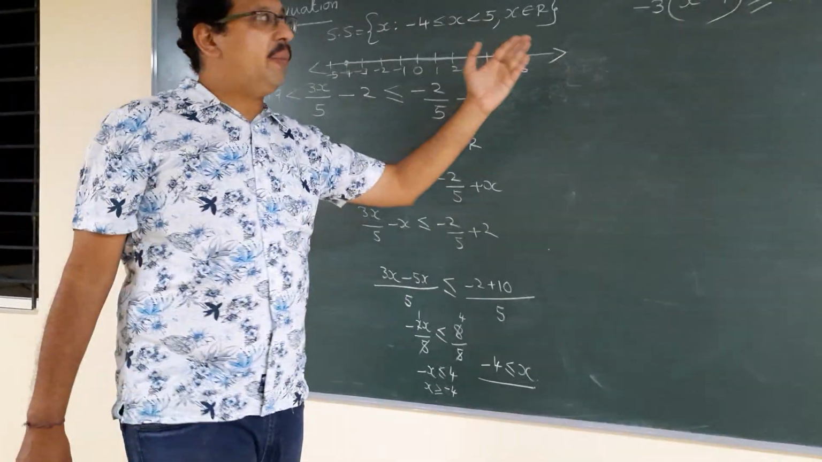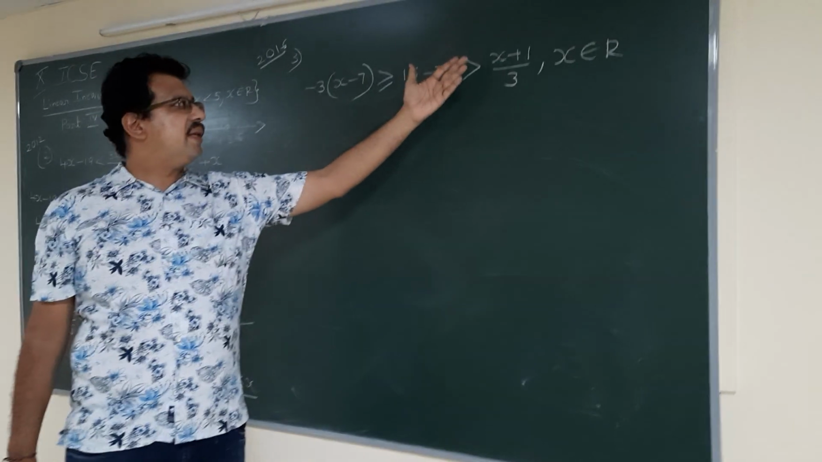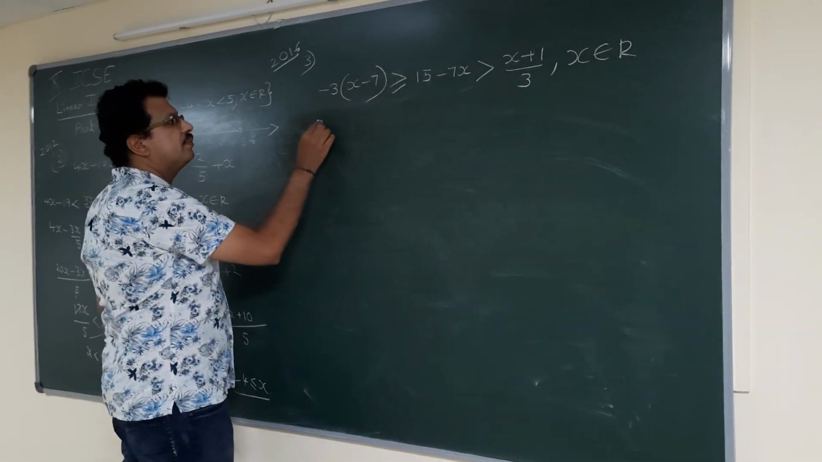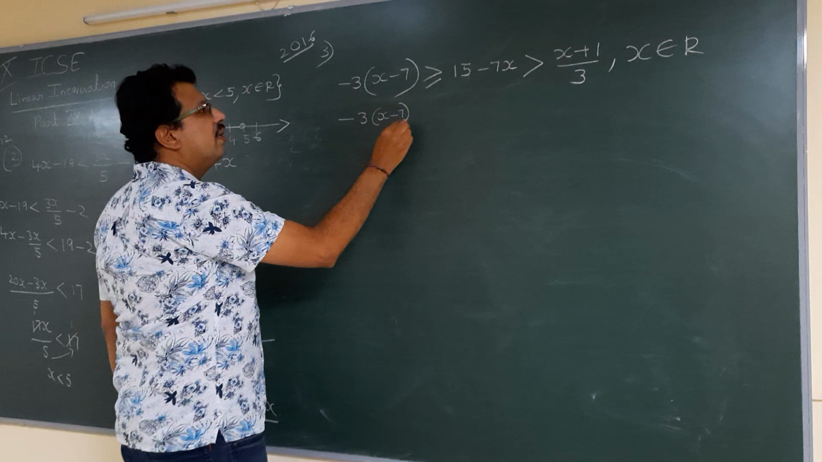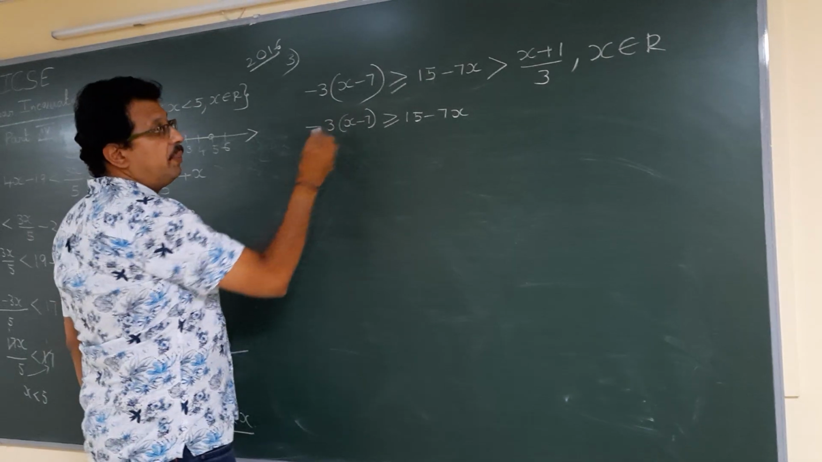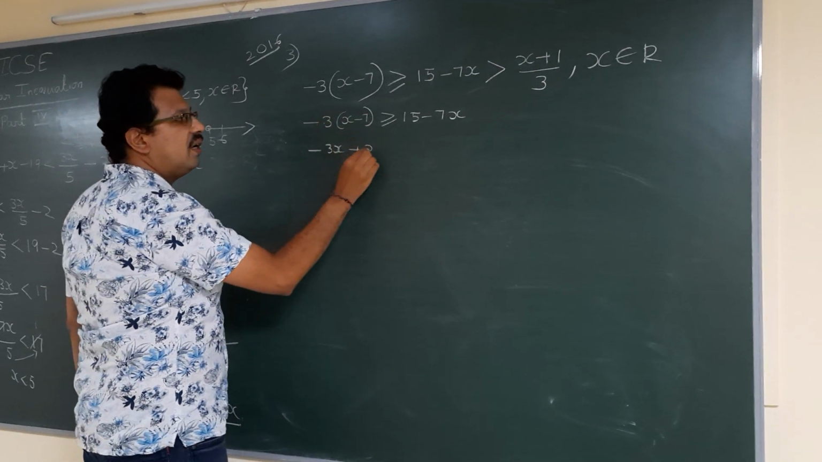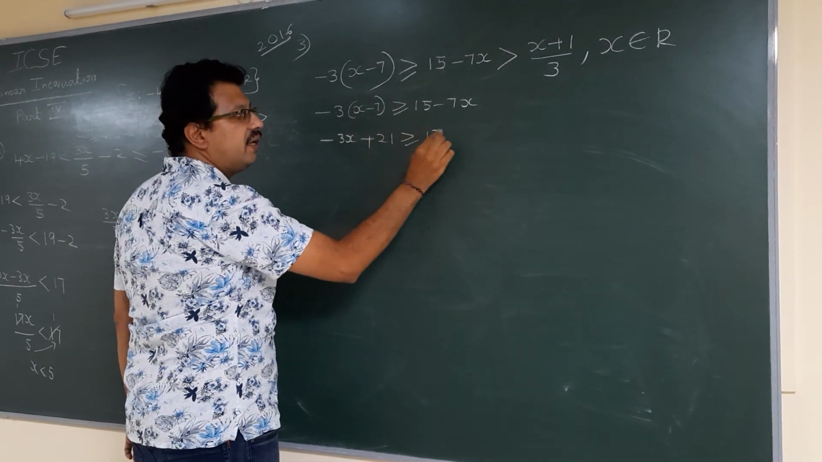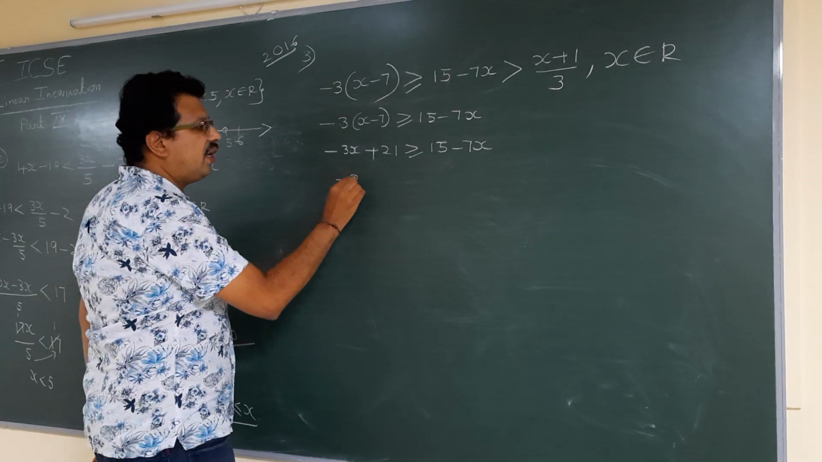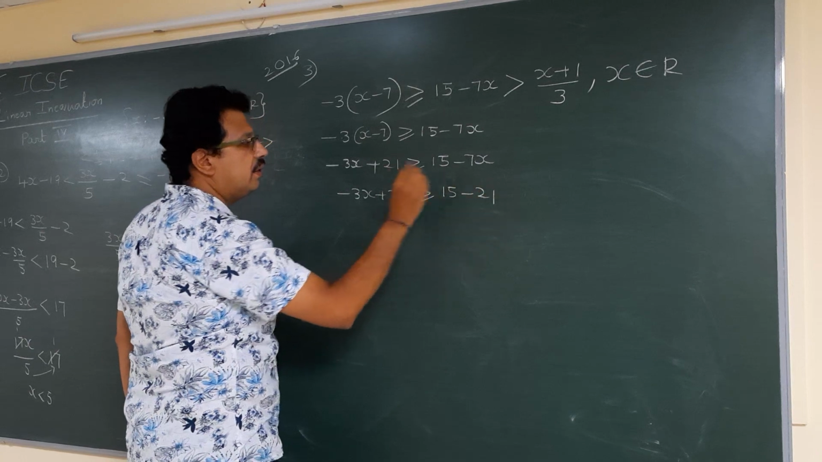So the next problem is minus 3 into x minus 7 greater than or equal to 15 minus 7x greater than x plus 1 by 3, x belongs to real numbers. So again, we will take the first two inequations: minus 3 into x minus 7 greater than or equal to 15 minus 7x. Let me open the bracket: minus 3x plus 21, greater than or equal to 15 minus 7x. After this, bring all the variables one side. That is minus 3x plus 7x greater than or equal to 15 minus 21.